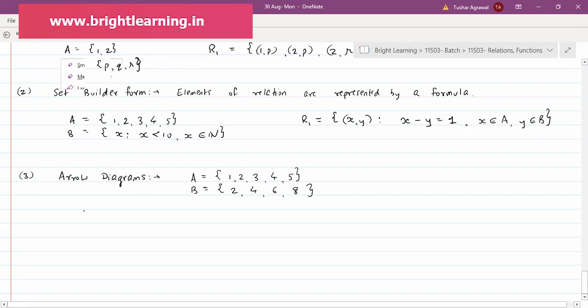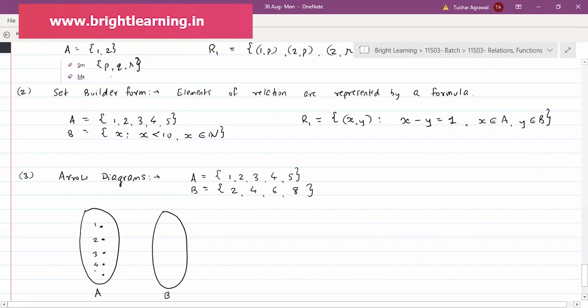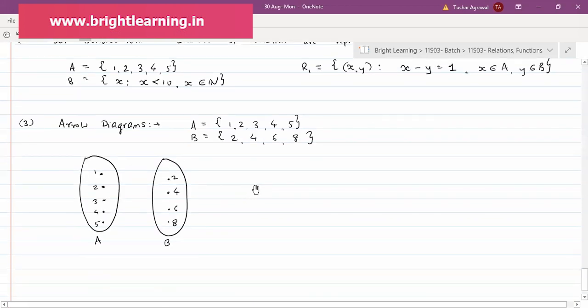So now R1, consider this arrow diagram. This is my set A, this is my set B. The elements in set A I will represent by points: 1, 2, 3, 4, 5. And in B also, the elements will be represented by points in set B. And now I connect some ordered pairs. The pairing I will represent by arrows.